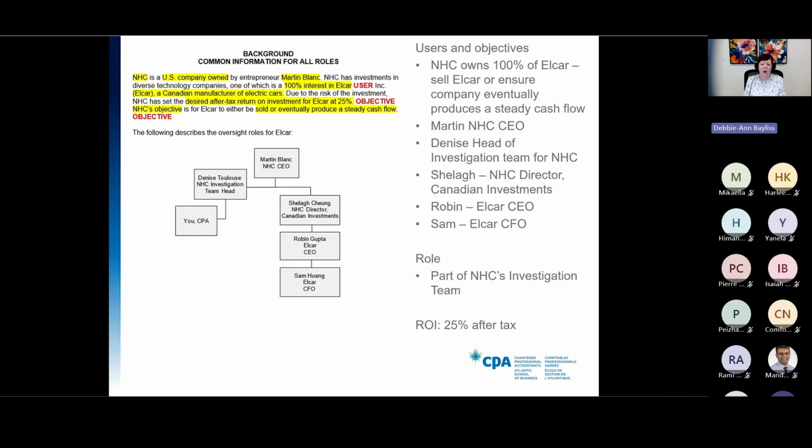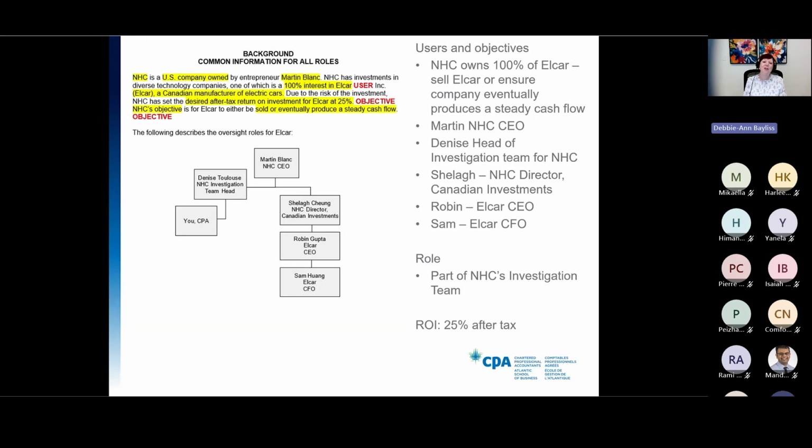Martin is the CEO. Denise is the head of the investigation team. Charlene is the director for Canadian investments. Robin is the Elgar CEO, and Sam is Elgar's CFO. And your role is you're part of NHC's investigation team.